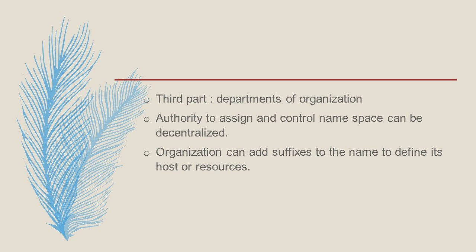In a hierarchical namespace, each name is made of several parts. The first part can define the nature of the organization. The second part can define the name of the organization. The third part can define departments in the organization, and so on. In this case, the authority to control the namespaces can be decentralized, and the organization can add a suffix to the name to define its hosts and resources.